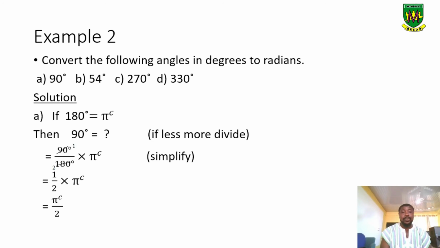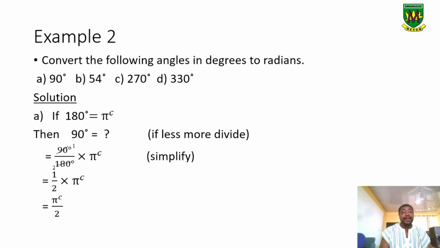Now, example 2. This time we are going to convert from degrees to radians. So, for example, convert the following angles in degrees to radians. A, 90 degrees. B, 54 degrees. C, 270 degrees. And D, 330 degrees. Now let us take A.